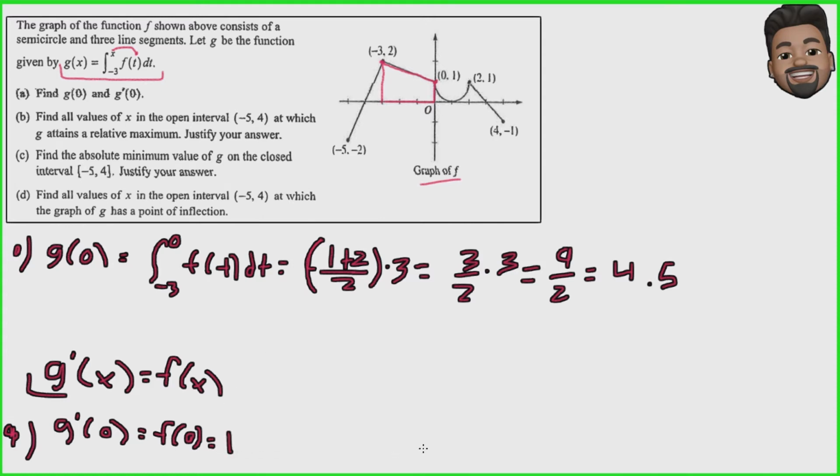So f of 0 is 1, and I'm done with these two subparts, and I would assume this would be a 2-point problem right here. Maybe even 1 point for this part right here. I'd have to double check it. So let's go on to part B.